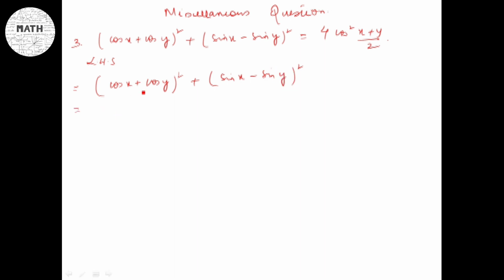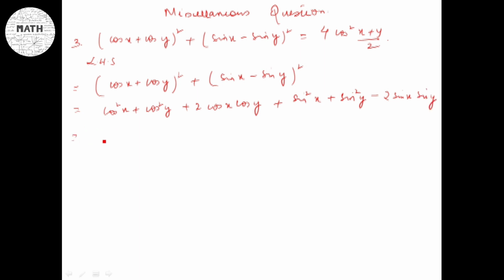So I'm going to use the formula (a + b) the whole thing squared, so that will be a² plus b² plus 2ab. Similarly, (a − b) the whole thing squared, so that will be a² plus b² minus 2ab.